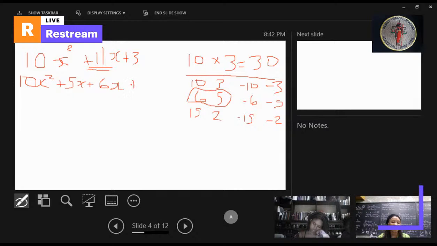So now that I have 4 terms, I can pair them up and factorize. So the common factor of 10x squared and 5x is 5x. 5x into 10x squared goes 2x, and 5x into 5x goes 1. Common factor of 6x and 3 is 3. 3 into 6x goes 2x. 3 into 3 goes 1.